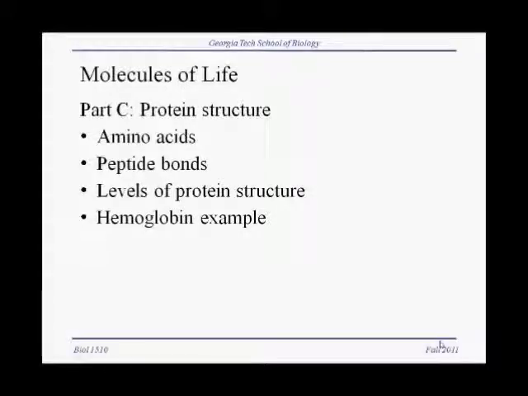In this third part of the molecules of life, we will look specifically at protein structure. We'll take a look at the 20 different kinds of amino acids, how they link into peptide bonds. We'll talk about 4 different levels of protein structure, and we'll integrate this all by looking at the specific example of hemoglobin and sickle cell disease.